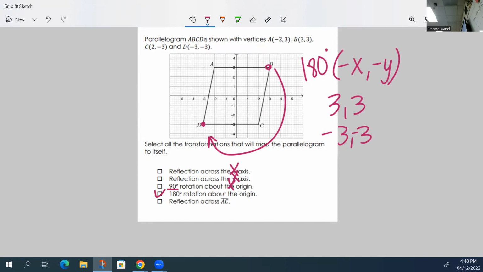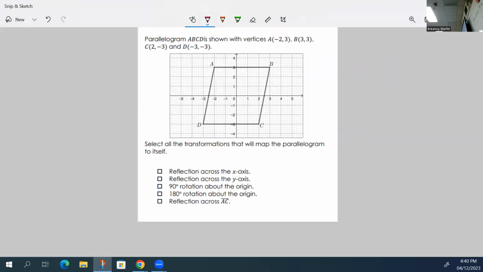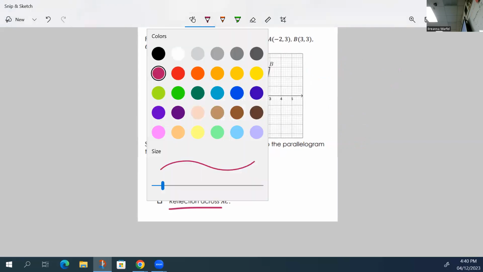All right. So usually when it says select all that apply, there's more than one answer. Well, sometimes they make these wrong. So for this one, there's actually only one right choice. A lot of people pick this one, and I totally see why. So you're talking about a reflection over the line from A to C. Okay, so let's start with D.